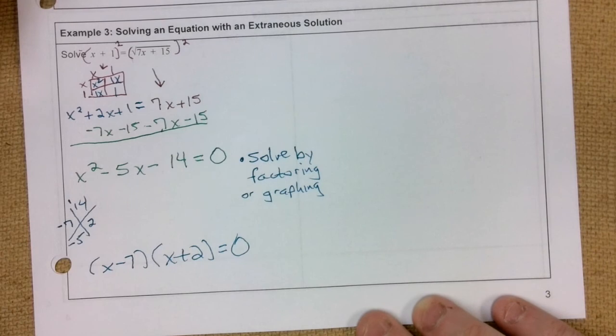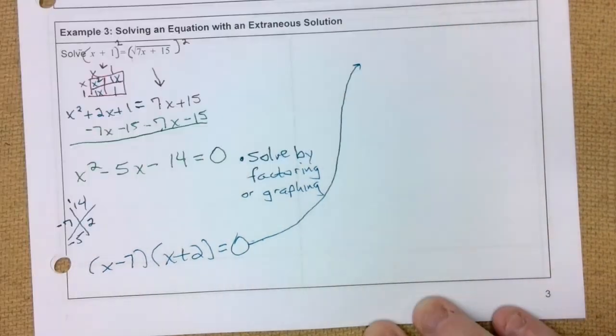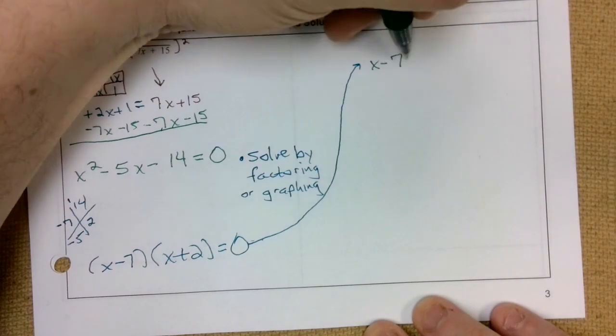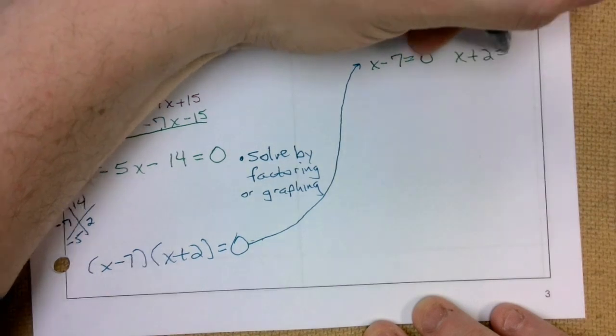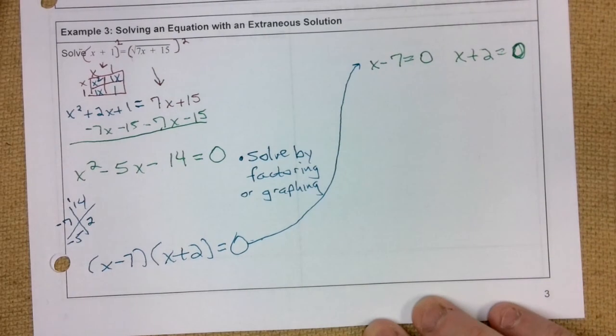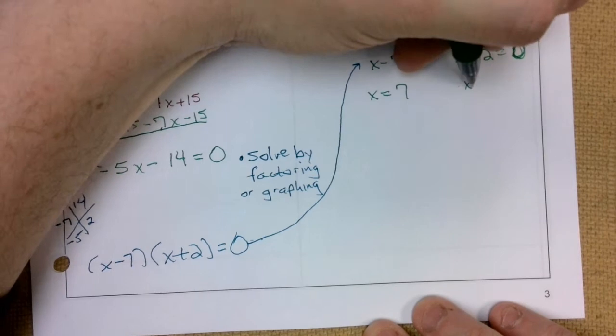Now to solve that, we take each of those factors, stuff we've done before many times, and put each one equal to 0. And that means that we have x equals 7 and x equals -2.